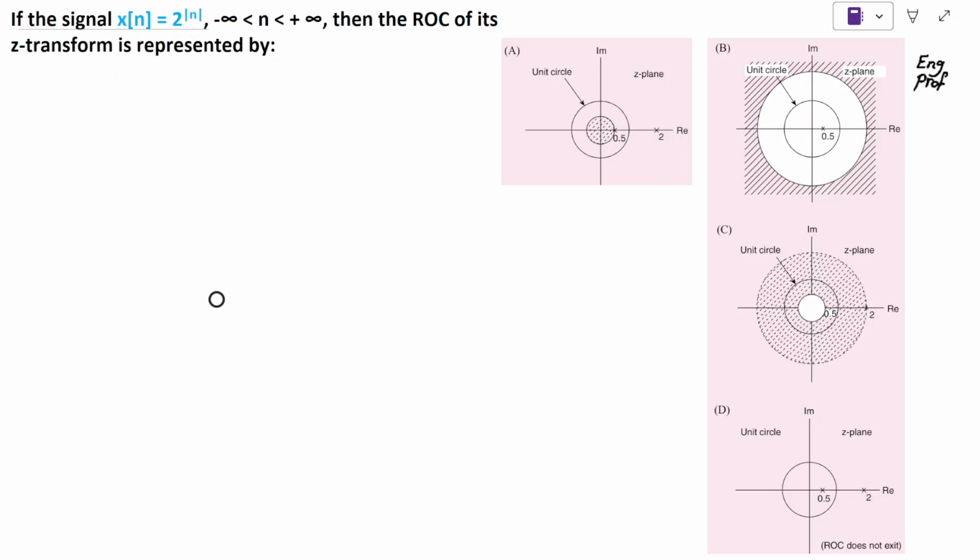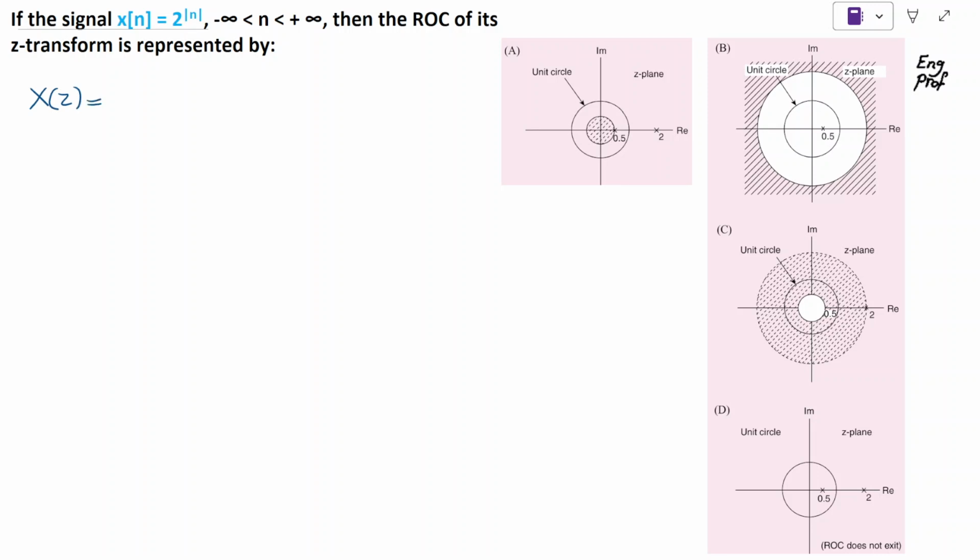For a signal x of n equal to 2 to the absolute value of n, given here for n ranging from negative infinity to positive infinity, the question is which one of these choices A, B, C, D is the right region of convergence representation for the z transform of x of n. I'm going to show you that the answer is actually this one, meaning that the region of convergence doesn't exist. So let's quickly do it.